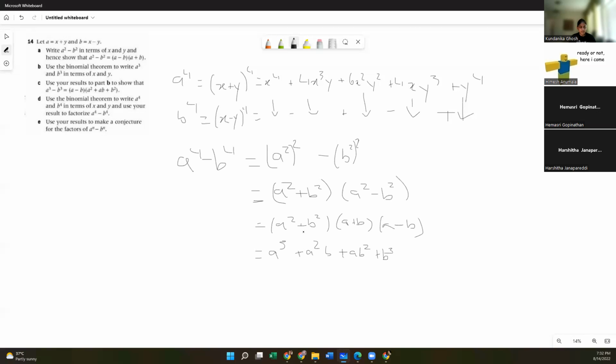We're just multiplying how you normally do. They taught FOIL, I think is how they taught it, right? So first, outer, inner, last. And then all of that times a minus b. You don't really have to multiply back in a minus b, but yeah. So there you go, you just factorized.